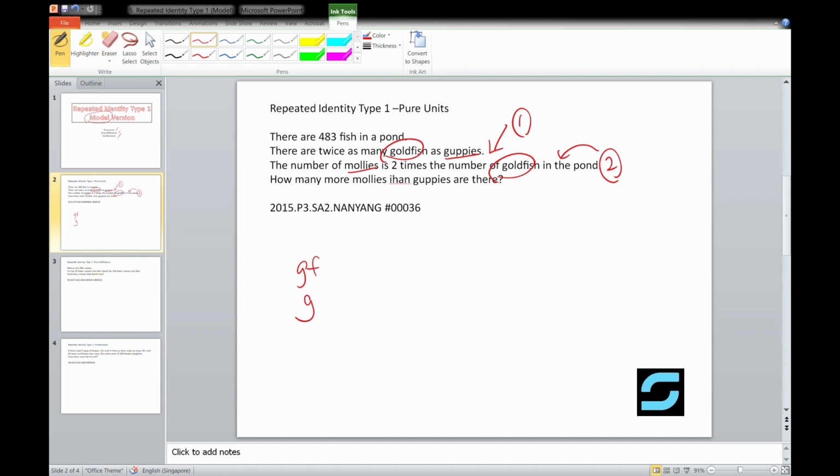First we will just cover the goldfish and the guppies. There are twice as many goldfish, so goldfish is 2 units, and guppies is 1 unit. And then we'll draw the mollies here. Since we're comparing goldfish, it's better to draw beside the goldfish. Molly is twice, so since the goldfish is 2 units and molly is twice, 2 times 2 is 4.